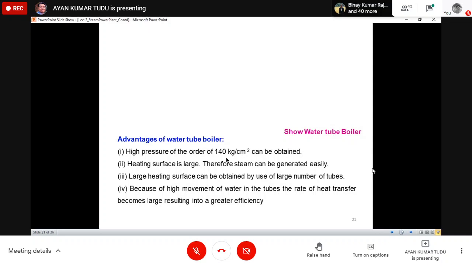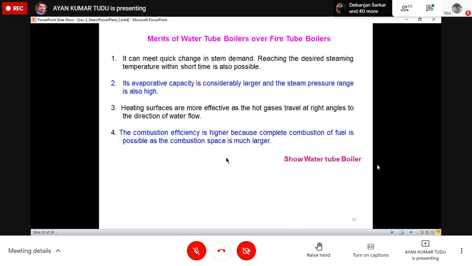By now I think you can understand that there are some advantages of using this water tube boiler over the fire tube boilers. So let us talk about the merits of water tube boilers over the fire tube boilers. Number one, the water tube boiler can quickly meet the change in the steam demand. Please forgive me for the spelling mistake. So it can easily meet the quick change in steam demand.